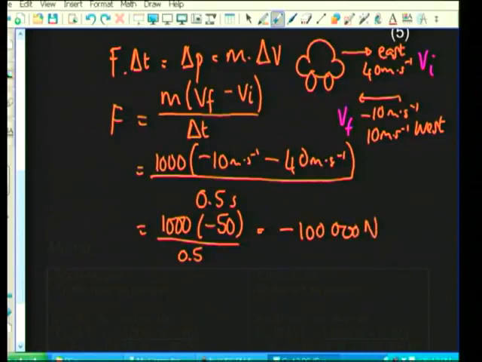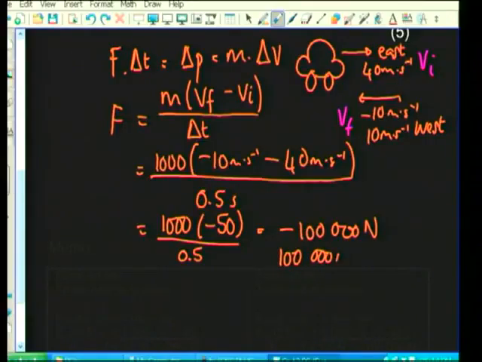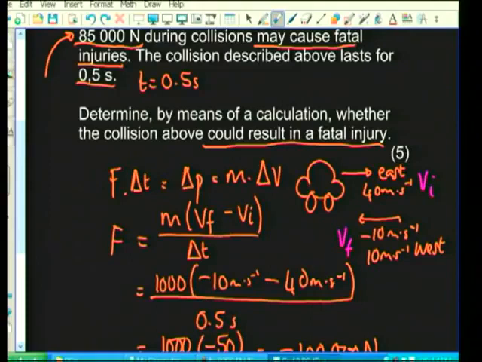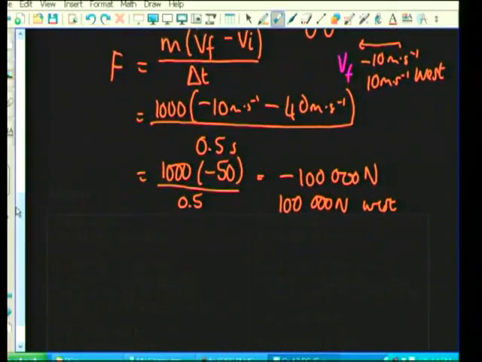100,000 newtons. We would never leave our answer as a negative. You would always interpret what that answer means. And so it would be 100,000 newtons to the west is how this force would be experienced. Go back and consider, have we answered the question? No, we haven't, not yet. The question asked us, could this result in a fatal injury? And we compare with the 85,000 newtons up there. The 85,000 newtons during collision may cause fatal injuries. This 100,000 newtons is more than 85,000 newtons. So yes, this could result in a fatal injury.